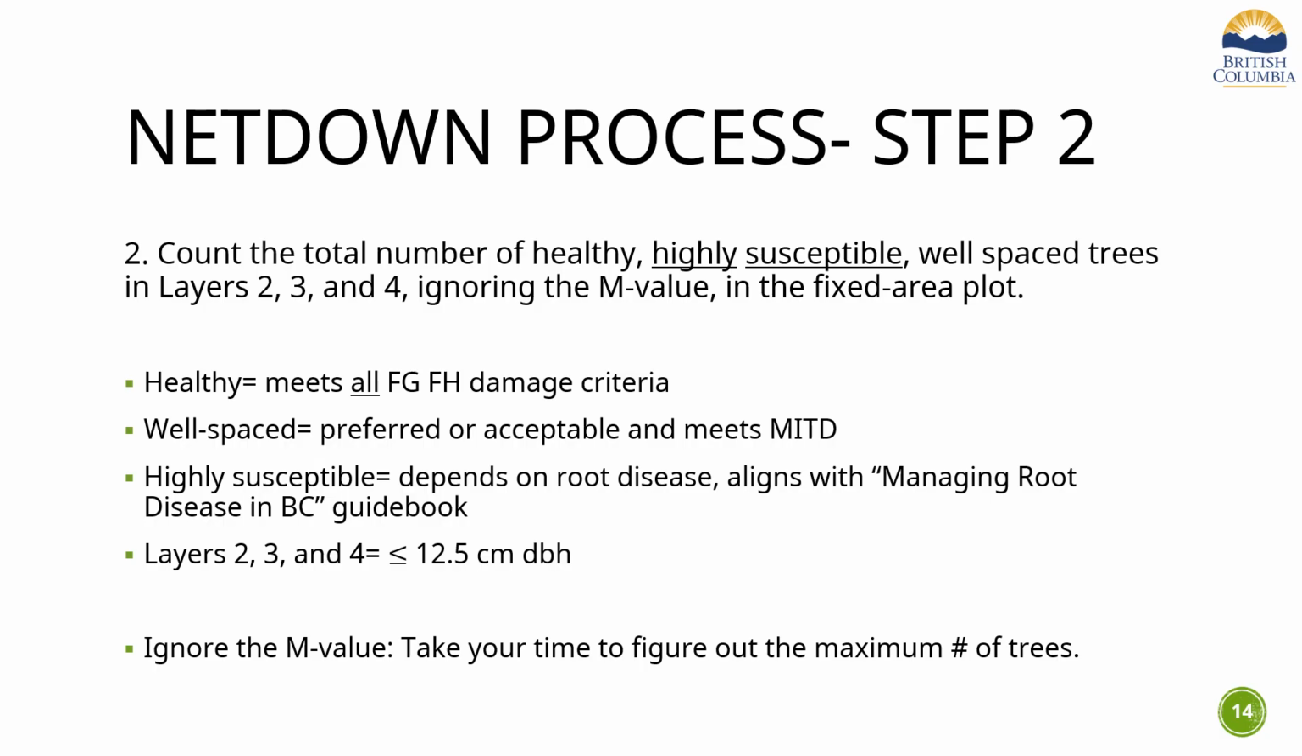Next, if you're in a multi-layered stand, you're only counting layer 2, 3, or 4 trees, not layer 1 trees. So that's all trees that are less than or equal to 12.5 centimeters DBH, diameter at breast height. And lastly, you're only counting trees that are highly susceptible to the identified root disease agent. This varies based on the root disease type, so it's very important to get your identification correct.